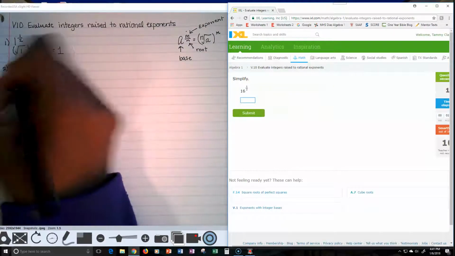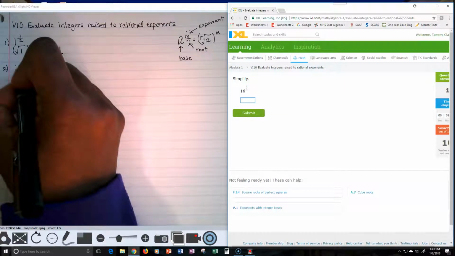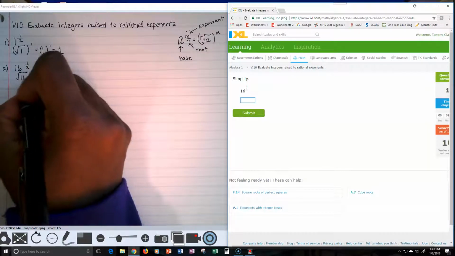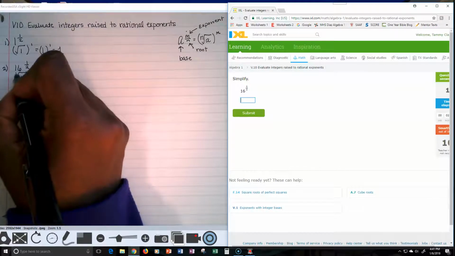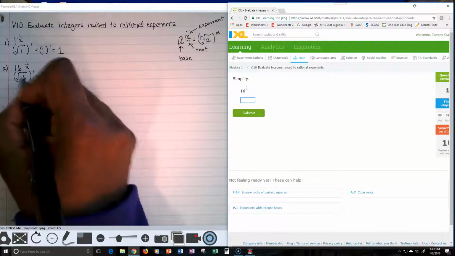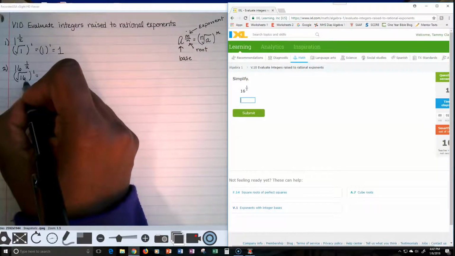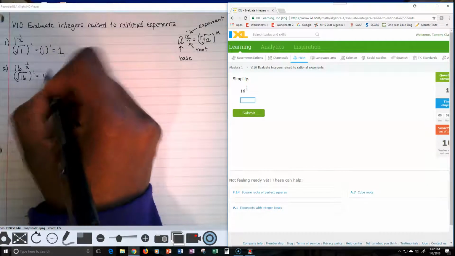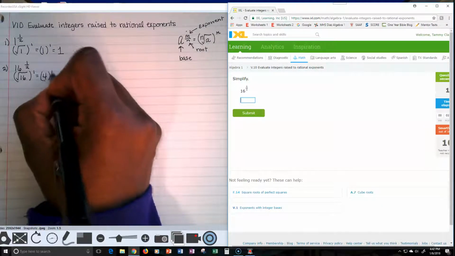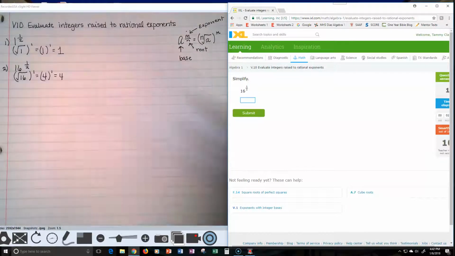Number 2, we have 16 raised to the 1/2 power. So we're saying, okay, we're going to take the square root of 16, and we're going to take that result and raise it to the first power. Well, the square root of 16 is 4, because 4 doubled gives me 16, and 4 to the first power is 4.